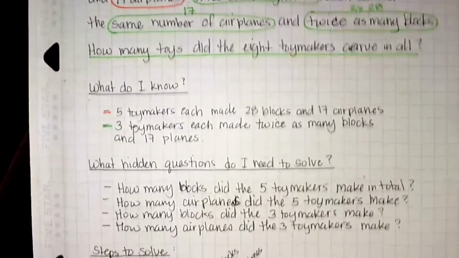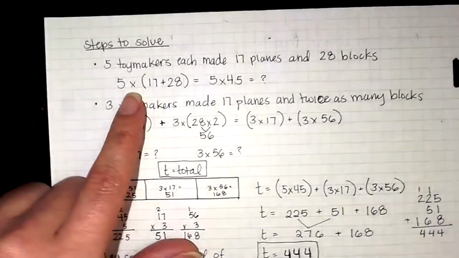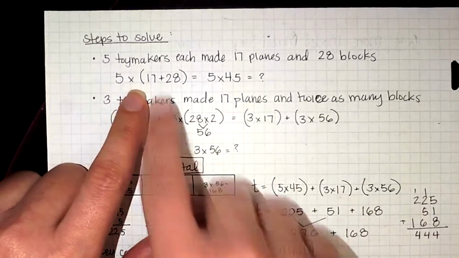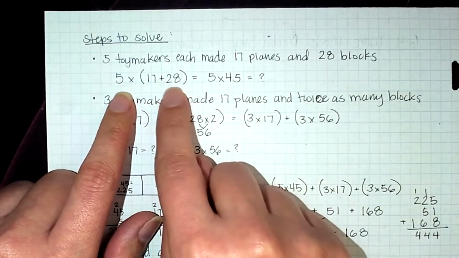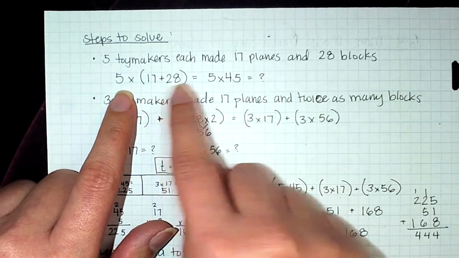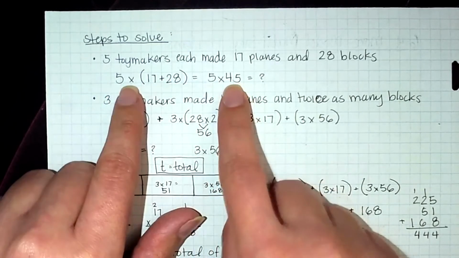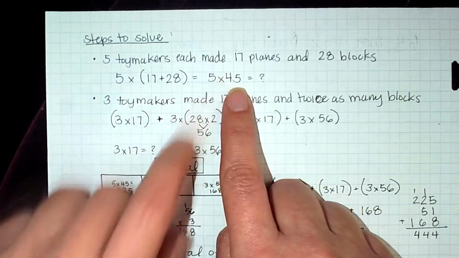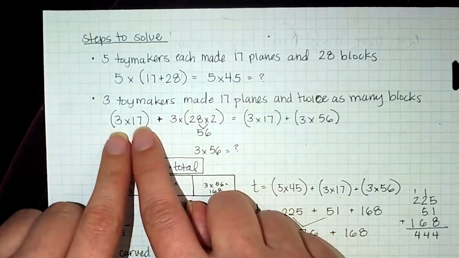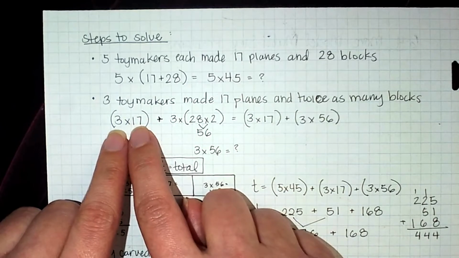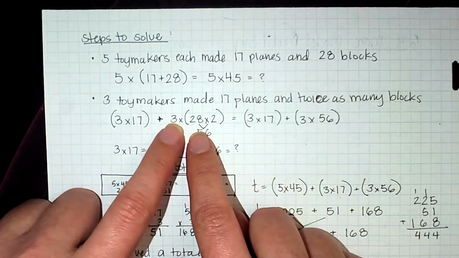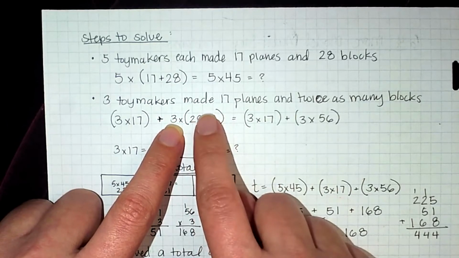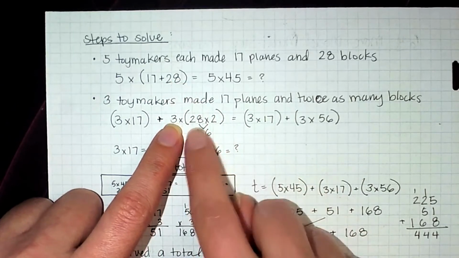So what I did was I took my 5 toy makers. I took the information I knew from them. They made 17 plus 28 toys in all, and there were 5 of them. So 5 times the sum of 28 plus 17, or 5 times 45, because when you added 28 to 17, you get 45. The 3 toy makers each made 17 planes, so 3 times the 17 for the planes that they made. And the 3 toy makers each made twice as many blocks as these guys, so 2 times the 28.